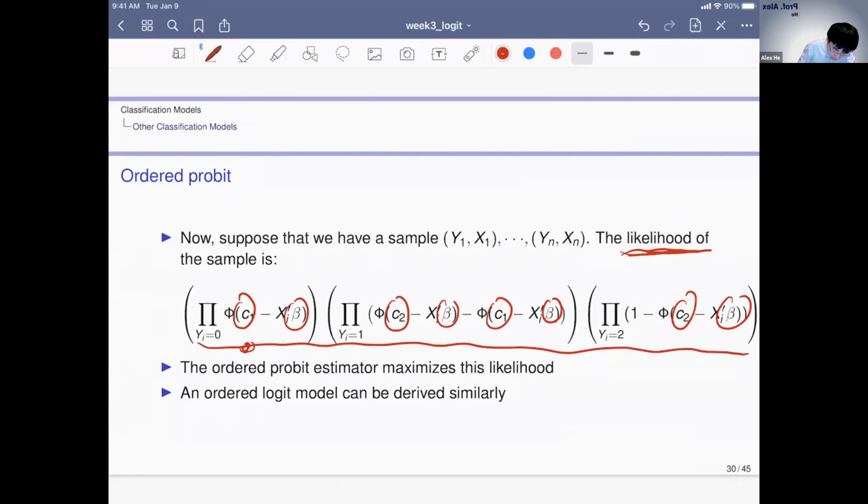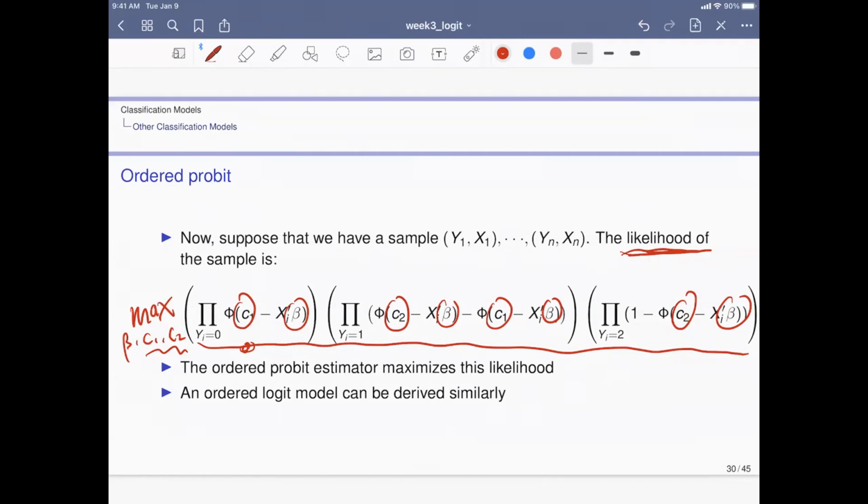Then you want to maximize that likelihood with respect to both beta and C1 and C2. So this would also be something you estimate, and your estimates would give you the beta and the cutoffs. With those parameters, you can give a prediction for any X.